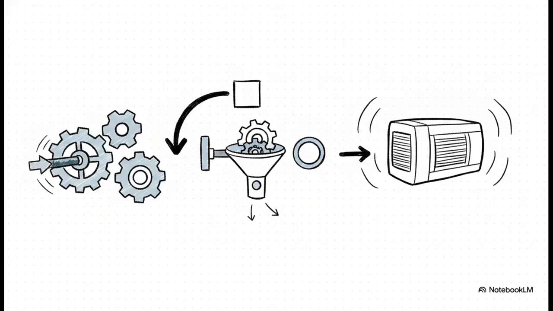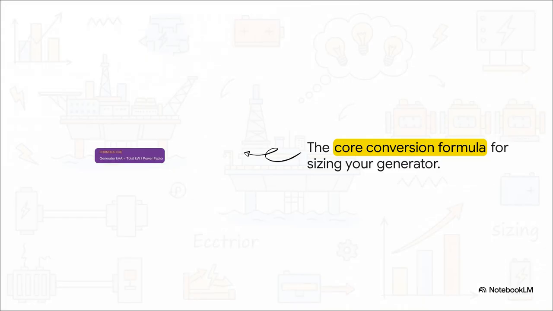So your master load schedule is all filled out, and it's giving you your active power in kilowatts, or kW. But here's the catch. Generators aren't rated in just kilowatts. They are rated in kilovolt amps, or kVA, which represents apparent power. You cannot directly equate those two numbers. Connecting them requires a really critical conversion step. And here is the core conversion formula for sizing your generator. It's incredibly straightforward, but it fundamentally dictates the size of the massive multi-million-dollar machines you're going to place on your offshore platform. Generator kVA equals total kW divided by the power factor.